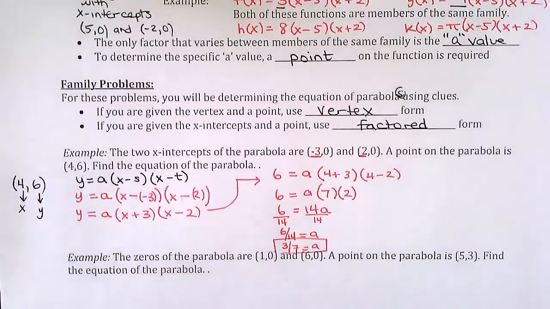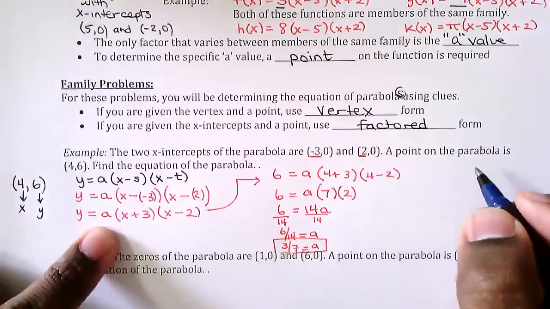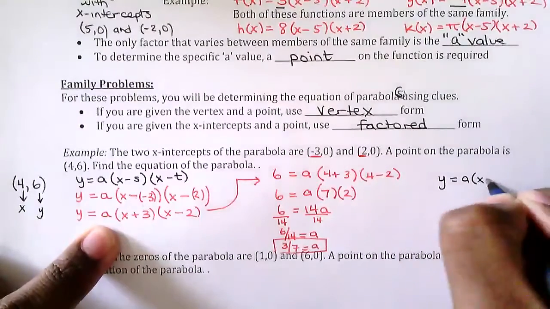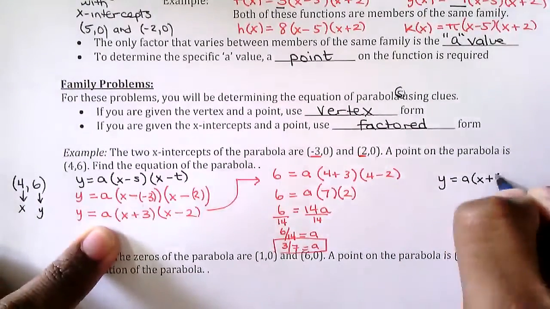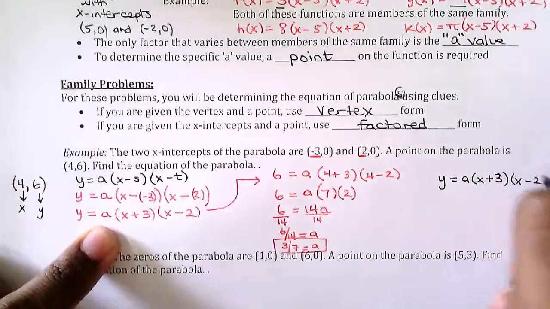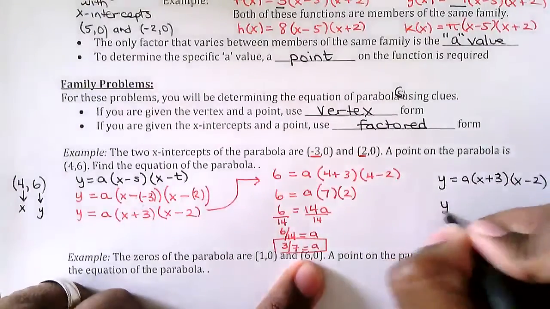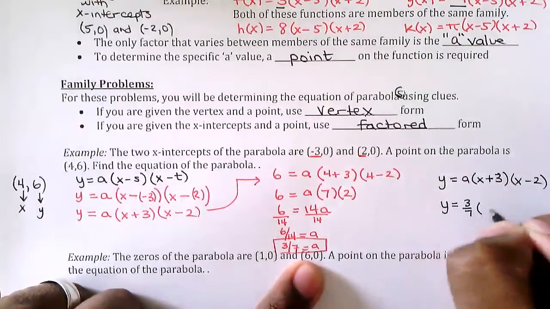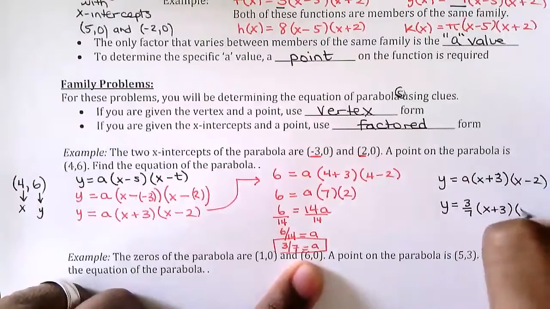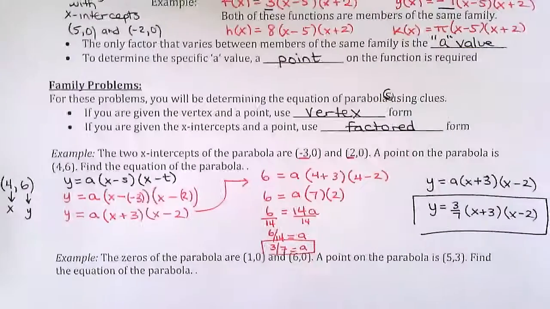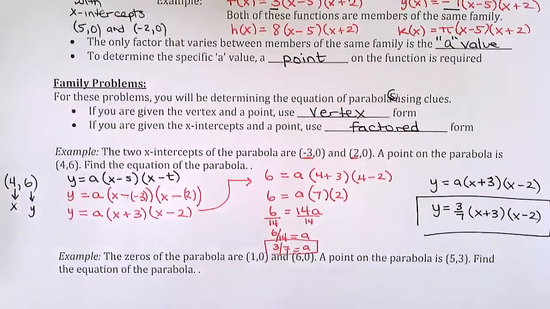Once you have all of this information, you need to go back into your equation and finish it. So we stopped here with the equation y is equal to a, x plus 3, and x minus 2. Now we have a specific a value that we can fill in. So y is equal to 3 over 7, x plus 3, x minus 2. And with that, we've determined the equation of our parabola using clues.